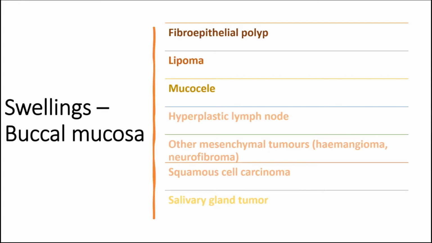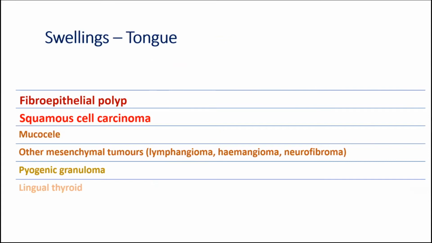So if we go to swellings of buccal mucosa, again, fibroepithelial polyp by far the most common, followed by lipoma, mucocele, hyperplastic lymph node, other mesenchymal tumors, squamous cell carcinoma, and salivary gland tumor, minor salivary gland tumor, comes last here. The tongue, again, fibroepithelial polyp. Some people call it fibroma. It's the same entity, okay? As you will see, that's probably the most common swelling in the mouth by far. Followed by squamous cell carcinoma, mucocele, other mesenchymal tumors, pyogenic granulomas, and lingual thyroid, okay?